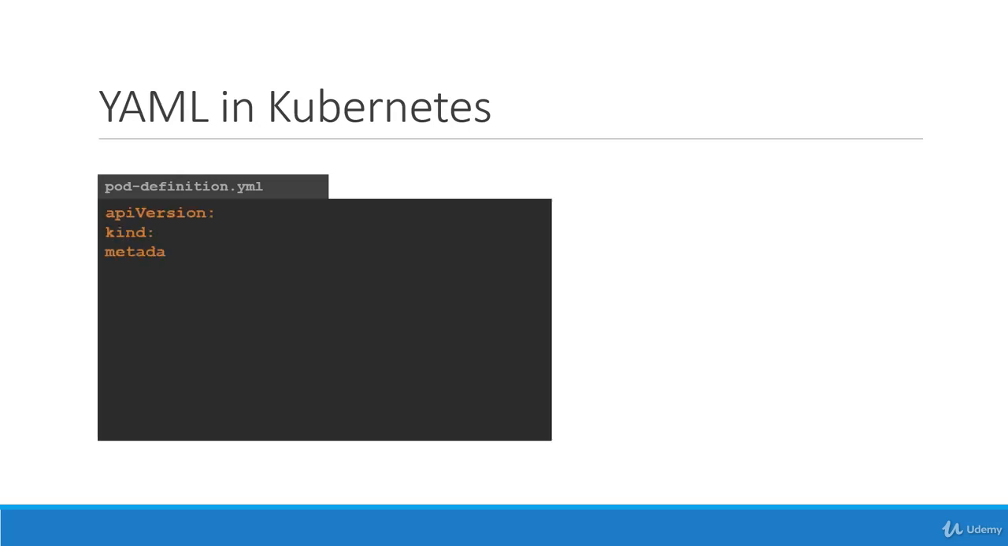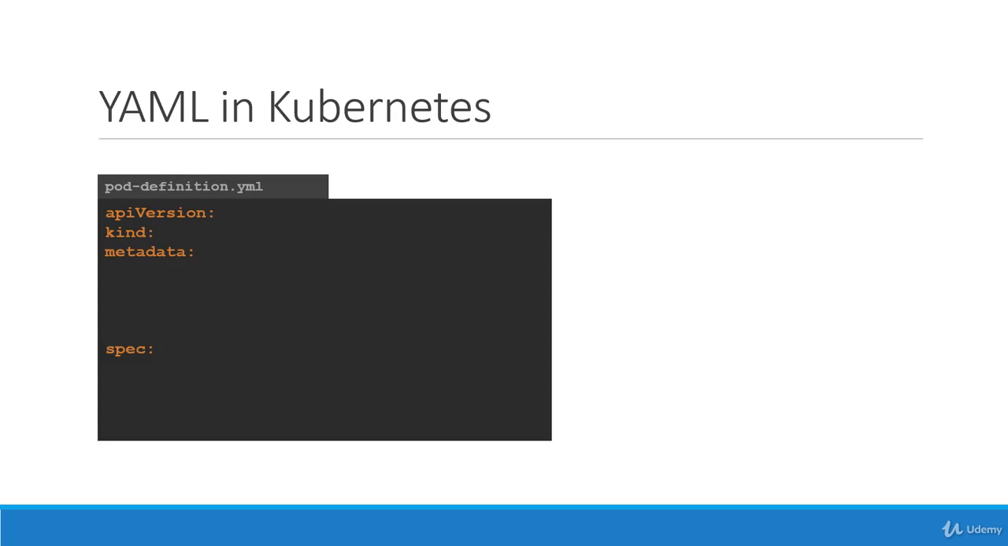A Kubernetes definition file always contains 4 top-level fields: the API version, kind, metadata, and spec. These are the top-level or root-level properties. These are also required fields, so you must have them in your configuration file. Let us look at each one of them.